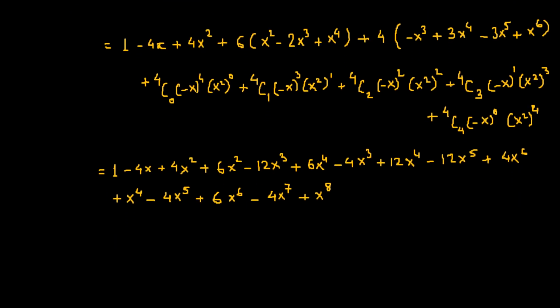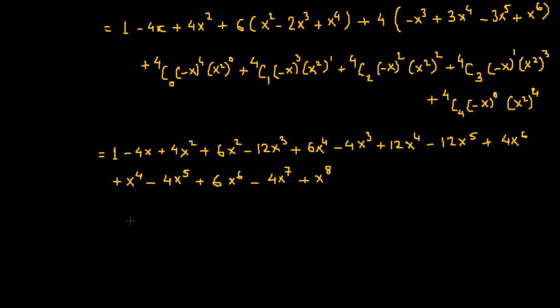Now let's combine all the like terms. Let me begin by writing the highest power of x, which is x raised to the power of 8. This is done. Then we go to the next lowest power of x, which is x to the power of 7. There is only a single term, so this is negative 4x to the power of 7. Then we have x to the power of 6. Are there any terms? Yes, there's one more term here. 6 and 4 gives us 10. So this is 10x raised to the power of 6.